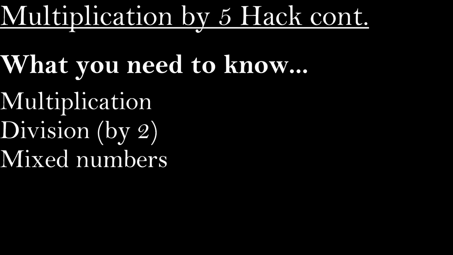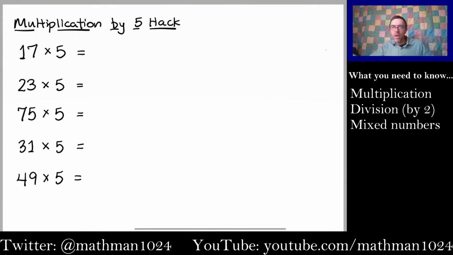In the last video, we talked about the hack for multiplying times 5, but we did that when all of the numbers were nice and even. But what if they are odd? What if we have an odd number times a 5? How do we do that? So we would need to know how to do division by 2, but we also need to know how to work with mixed numbers because the same kind of trick works. We just have to make a slight adjustment to it.